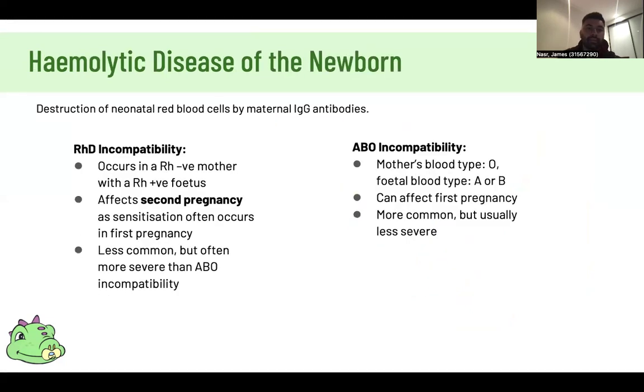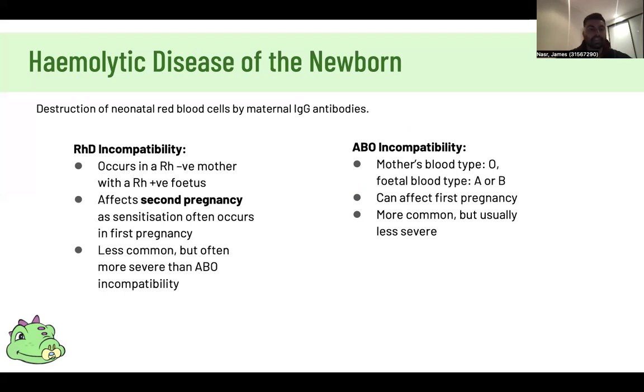Cool. Moving on to hemolytic disease of the newborn. The definition of this is essentially destruction of neonatal red blood cells by maternal IgG antibodies. And your main two subtypes are rhesus incompatibility and ABO incompatibility. So I think this is important to know. Rhesus incompatibility occurs in a rhesus negative mother with a rhesus positive fetus.